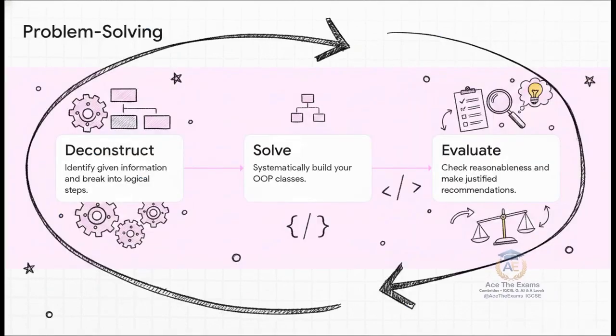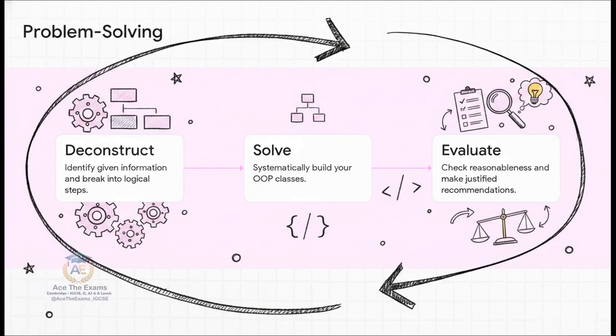Let's tie this entire system together with the ultimate problem-solving algorithm. Step 1. Deconstruct. Identify the given information, decode those tricky command words, and break the scenario into logical steps. Step 2. Solve. Systematically build your OOP classes, remembering to apply the Peel framework to your written explanations. Step 3. Evaluate. Check your boundary conditions, test for reasonableness, and make those justified context-specific recommendations we just discussed.